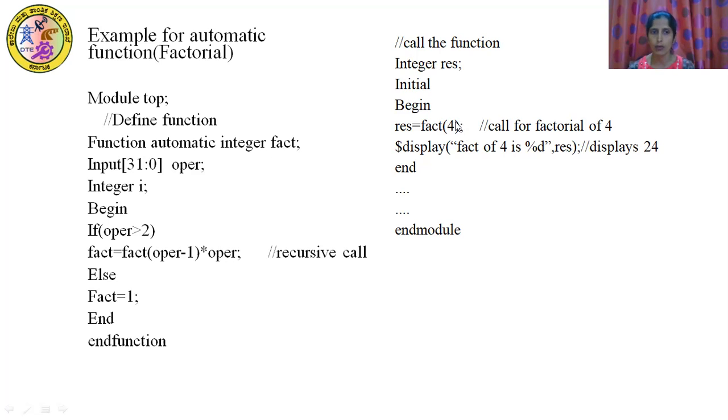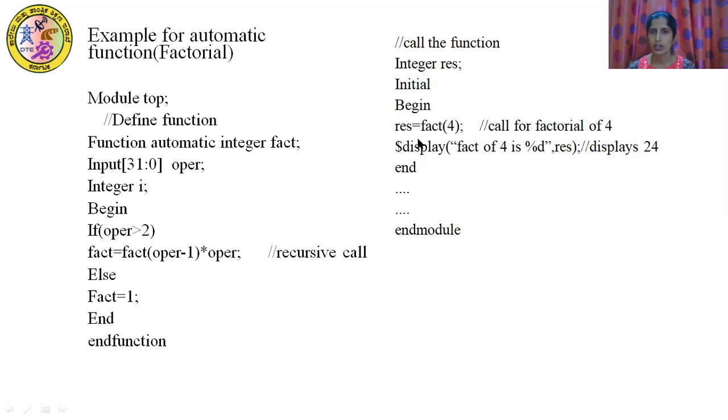Then this value of 4 will be passed on to the input argument here. So OPER will receive the value 4, the factorial will be computed, and the result assigned to fact will be moved back to the function invocation call. We have also written a display statement here to display the result, where the result will be displayed as 24.